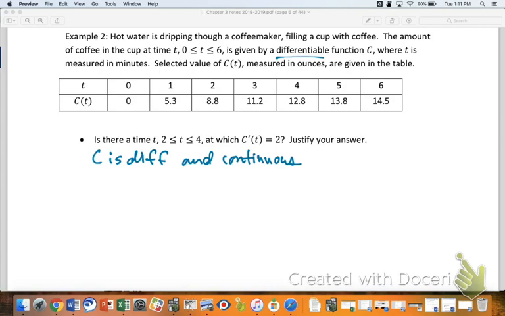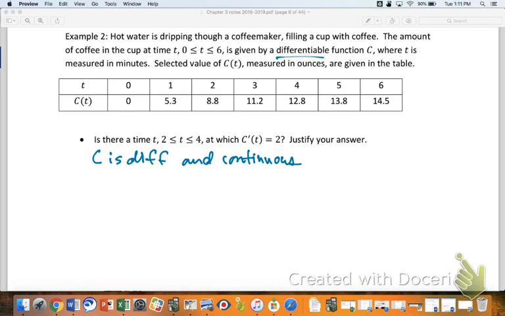continuity. Yes, ma'am? Will you ever have to write that to get a point? Yes, absolutely. So understanding the conditions for the IVT, which is just continuity, and understanding the conditions for the MVT, which we're about to do here, super important. And so, yeah, please do. Okay, so differentiable and continuous function C, T is measured in minutes.